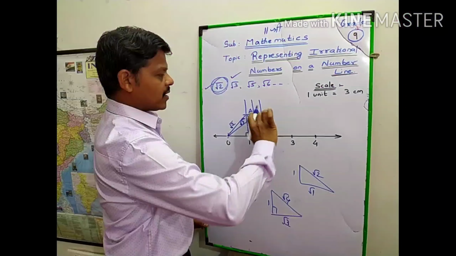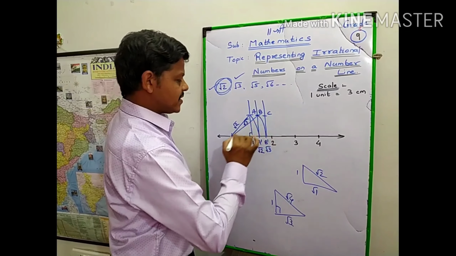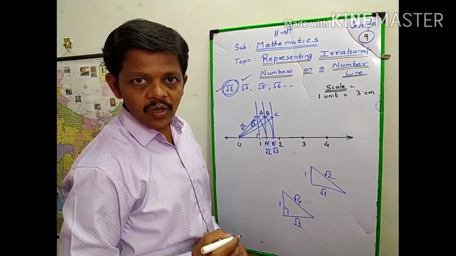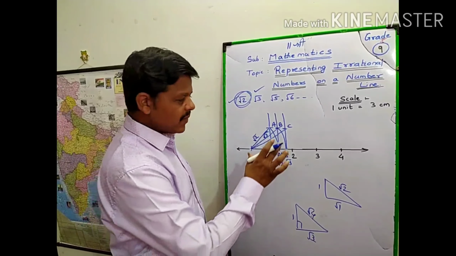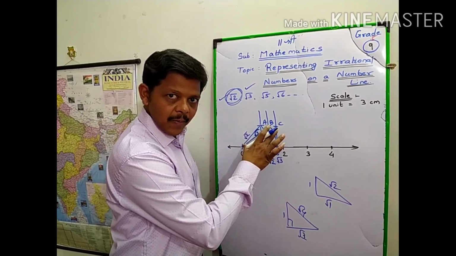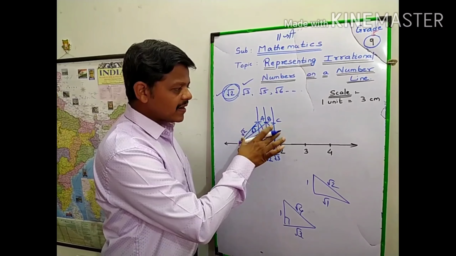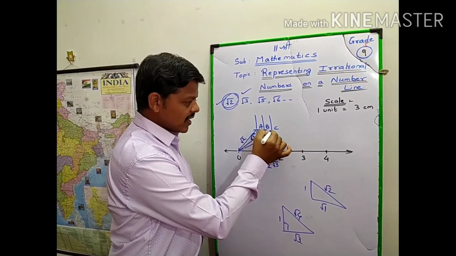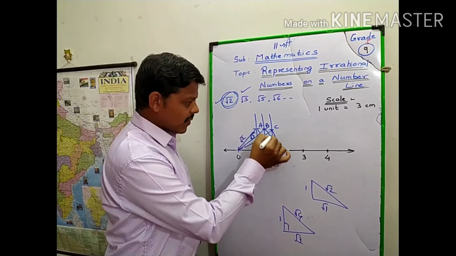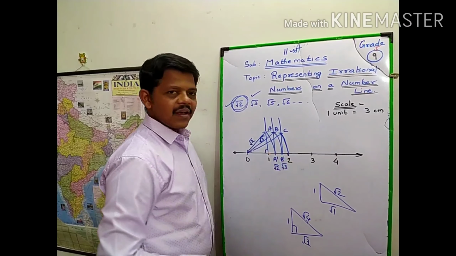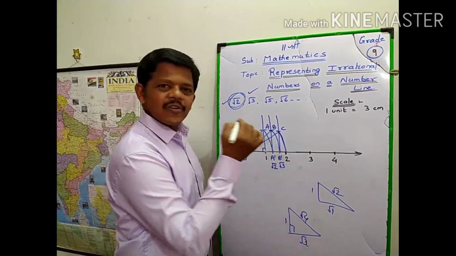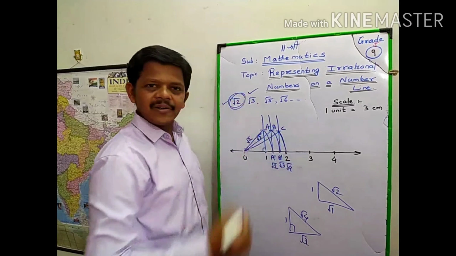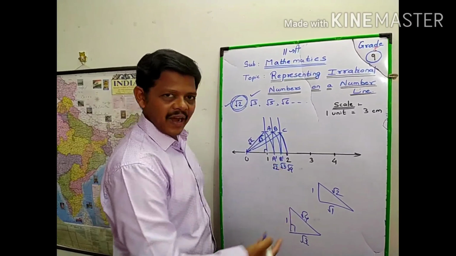Take 1 unit, mark 1 unit, point C, join OC. How much is OC? Root 4. Let me take root 4 in the compass, bring it down. Where will root 4 come? You see, even in my figure, in my construction, root 4 exactly falls on 2, because we know root 4 is nothing but 2. This our construction is correct.